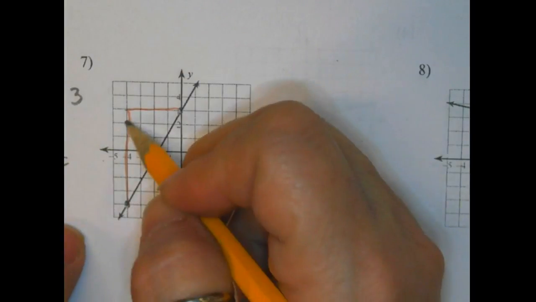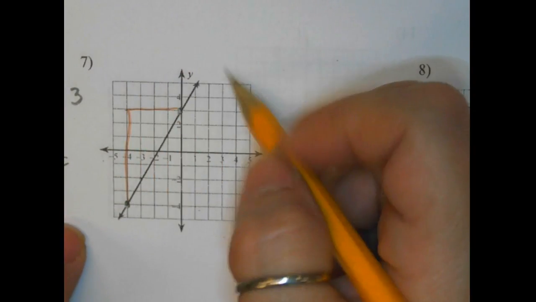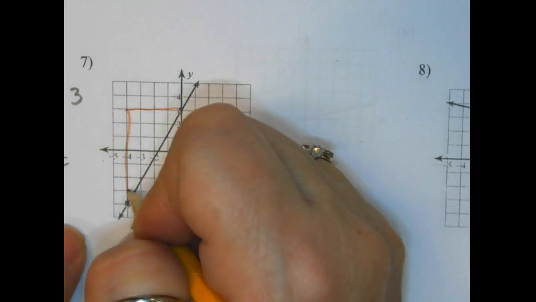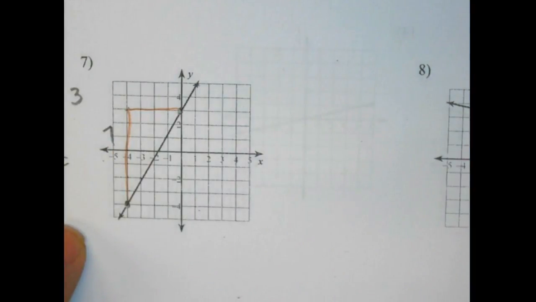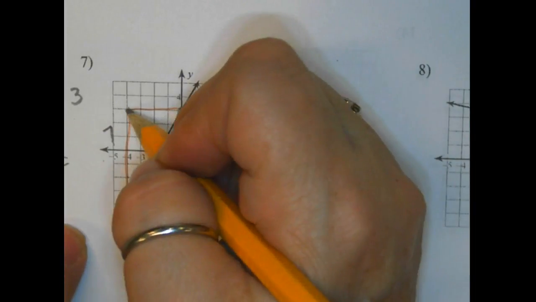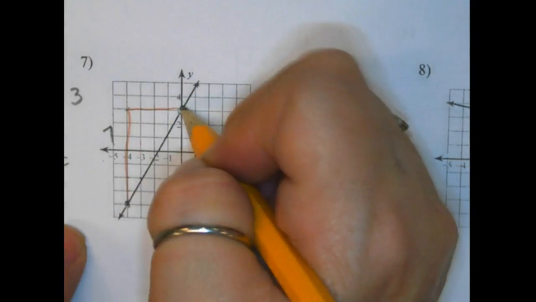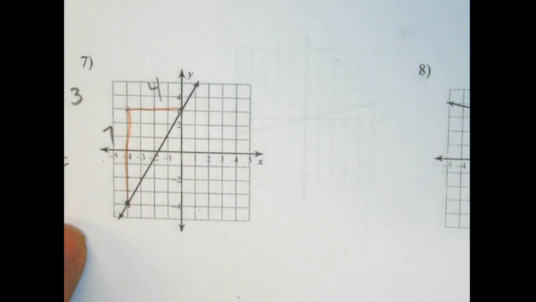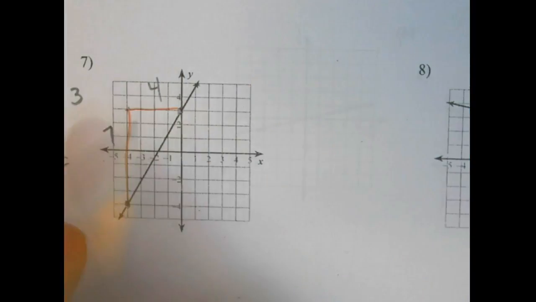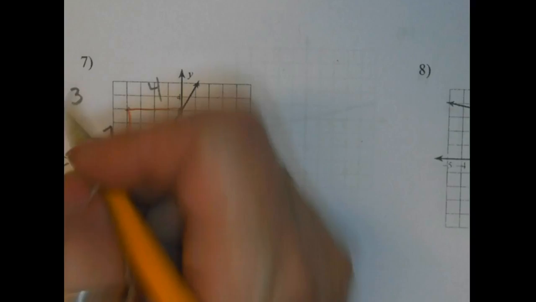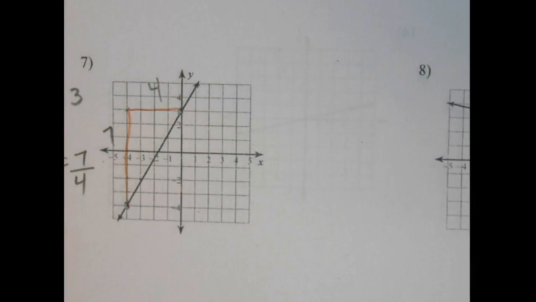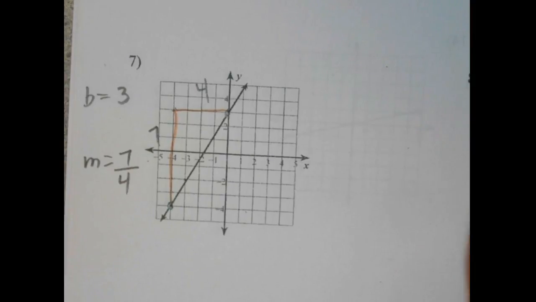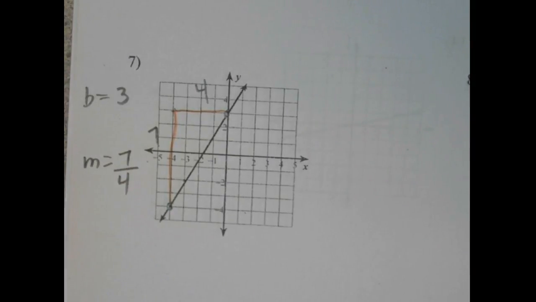So am I going up on this triangle? Let's count my spaces up. 1, 2, 3, 4, 5, 6, 7. And let's count my spaces to the right. 1, 2, 3, 4. So can it be a fraction like that? Absolutely it can. My rise is 7, my run is 4. Okay, that still works. That's absolutely fine.